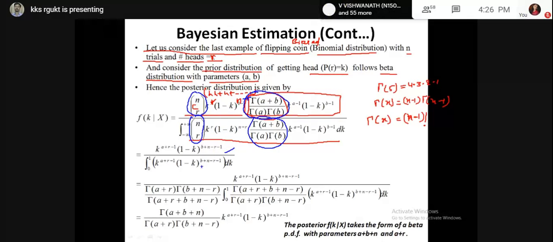So this integration is with respect to k. k is a probability, so probability always belongs to 0 to 1. That's why the integration goes from 0 to 1.